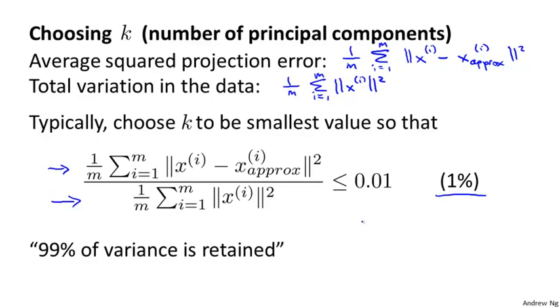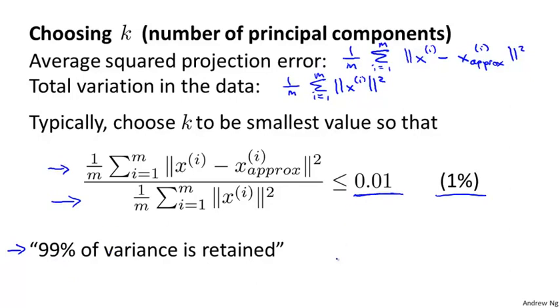And the way most people think about choosing k is, rather than choosing k directly, the way most people talk about it is as what this number is, whether this is 0.01 or some other number. And if this is 0.01, another way to say this, to use the language of PCA, is that 99% of the variance is retained. Don't worry about what this phrase really means technically, but this phrase 99% of the variance retained just means that this quantity on the left is less than 0.01.